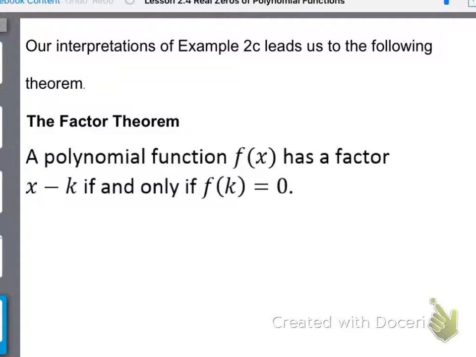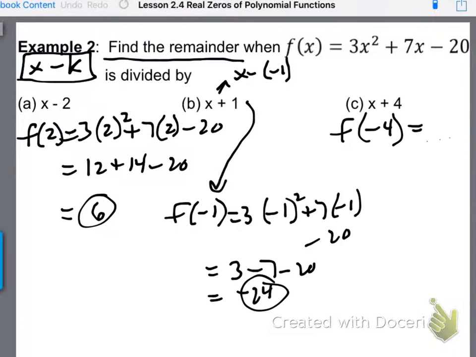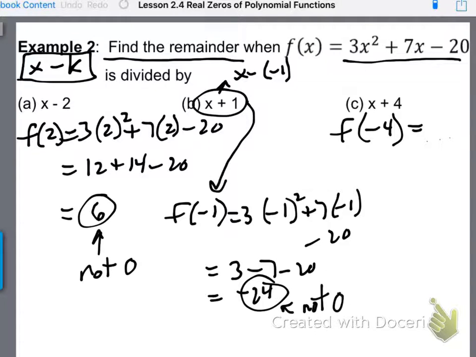Okay, so the factor theorem, and we will discuss this more when we get into the worksheet tomorrow. A polynomial function f of x has a factor of x minus k if and only if f of k equals 0. So in other words, x minus 2 is not a factor of this f of x because this number was not 0. So x plus 1 is not a factor because the remainder was not 0.